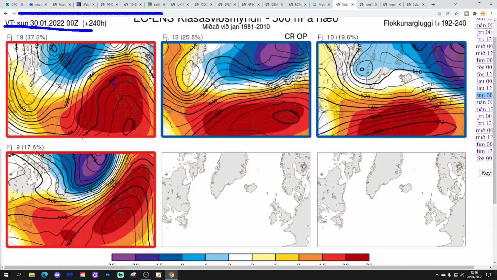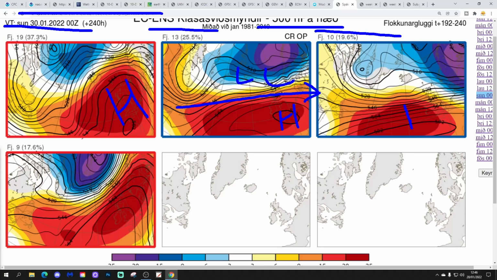So 19 members of the ECM Ensembles, again, high pressure over the top of the country. That might deliver a little bit of frost and fog, but will be mainly dry. 13, including the control of the operational run, the high pressure a bit further south, with low pressure to the north. So obviously that's going to be milder with winds off the Atlantic. Could be very mild actually with winds coming up from the Bahamas, but it will be a little bit more mobile for Scotland, so maybe a bit more unsettled there.